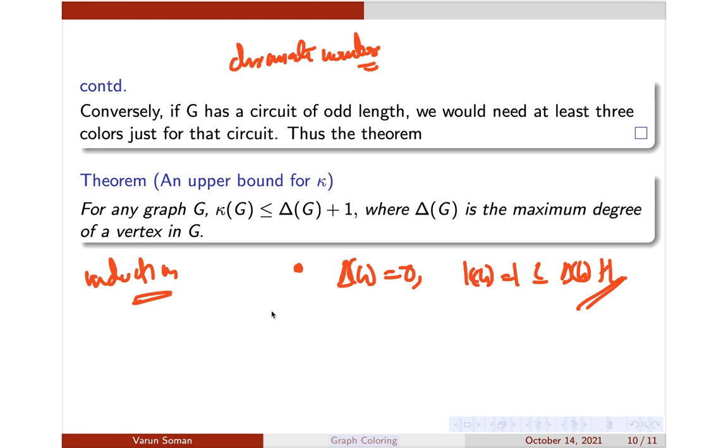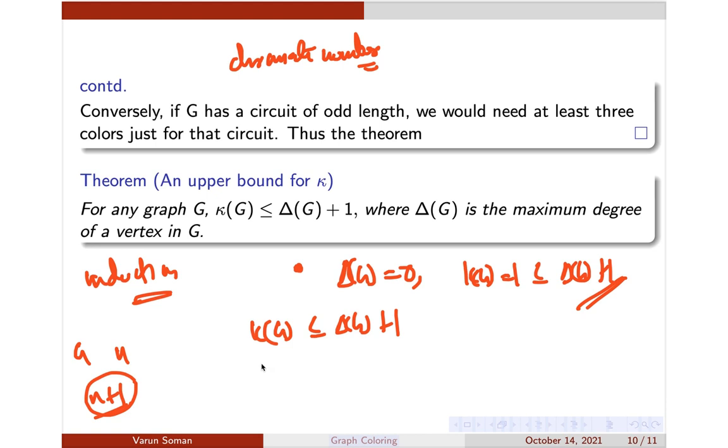Now assume that the result is true for a graph with n vertices. Suppose you have a graph with n vertices, then assume that the chromatic number is less than or equal to delta G plus 1. Now we'll prove that the theorem is true for a graph with n plus 1 vertices. Suppose we are taking a graph G with n plus 1 vertices. We'll have to prove this one.